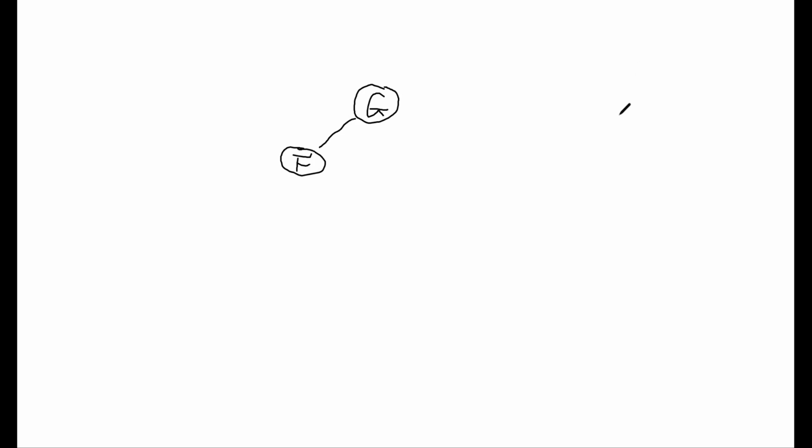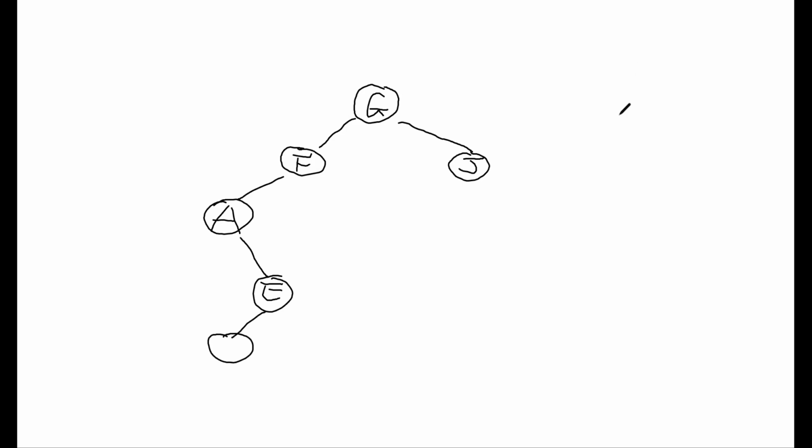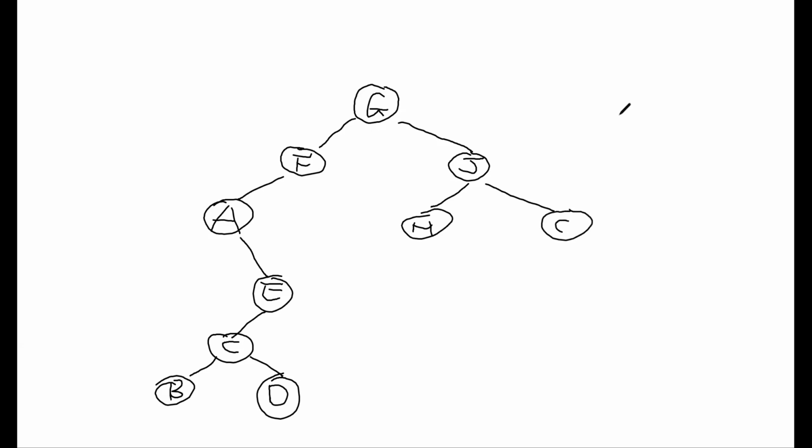So we have this left tree down, and then the right tree is J, and then we have A here, and we have E here, and we have C here, and we have B and D here, and then we have H here, we have O here, and then we have I here.